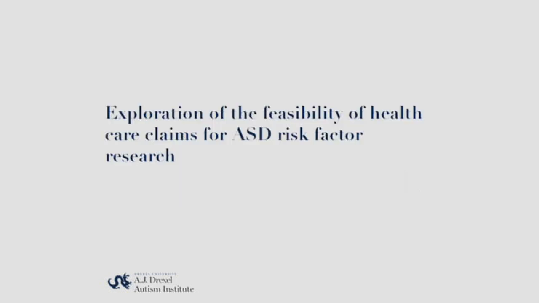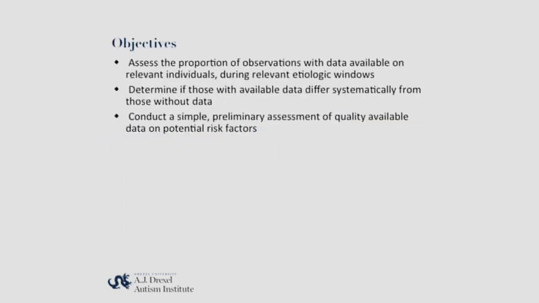The last thing that we did is we explored the feasibility of claims for ASD risk factor research, and I'll close with this piece of work. So what we did here is we wanted to think about what out of this large data set, what proportion of these observations are going to be potentially informative for risk factor research. So which observations are going to have the data available on the relevant individuals and the relevant etiologic windows to allow us to say something about risk factors?